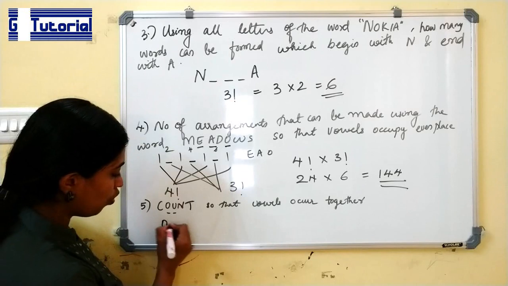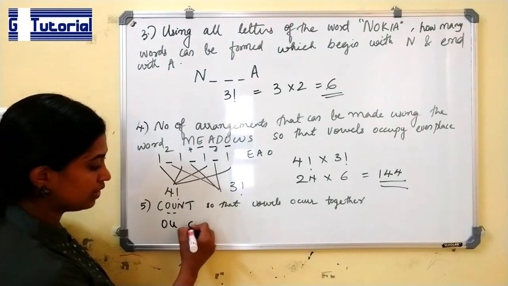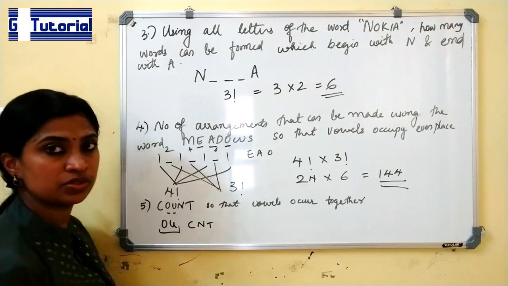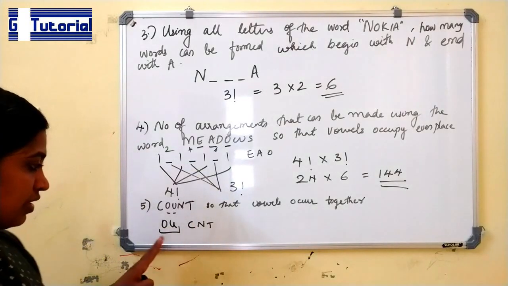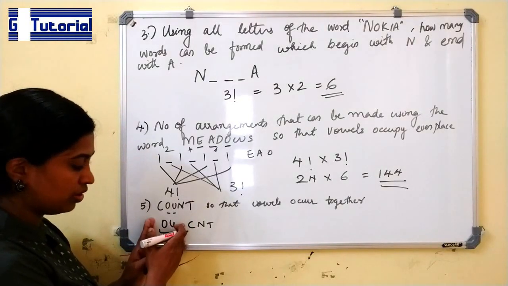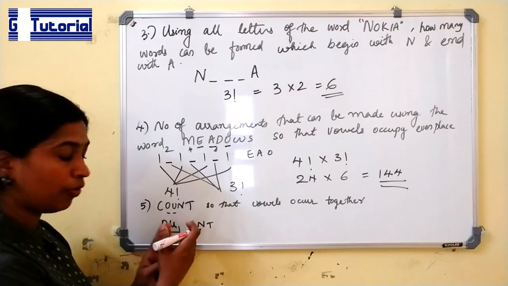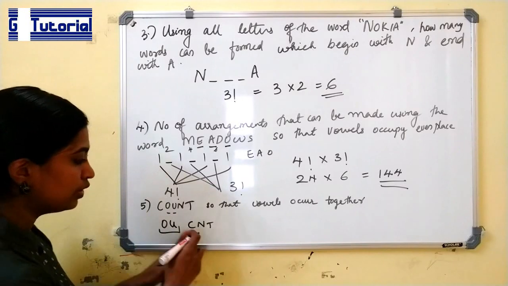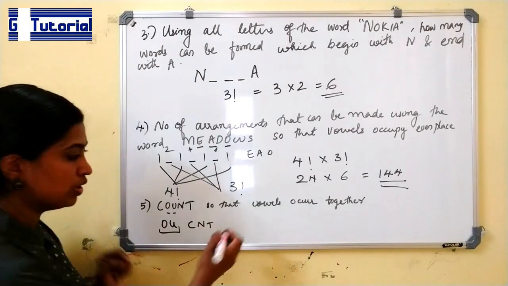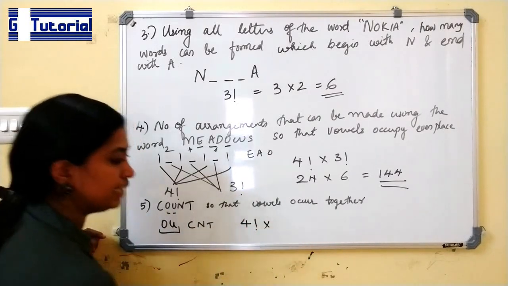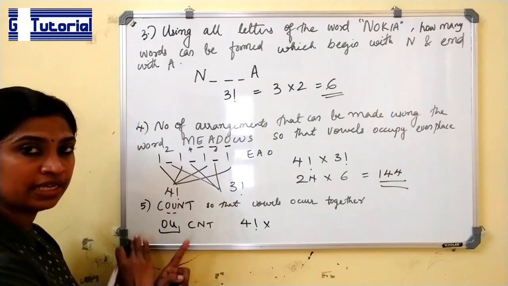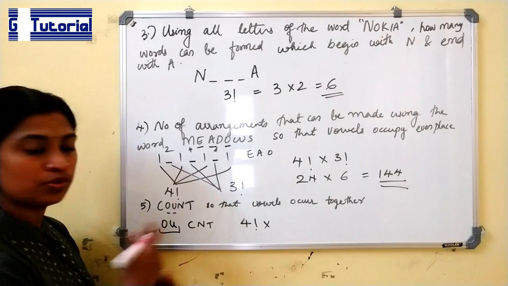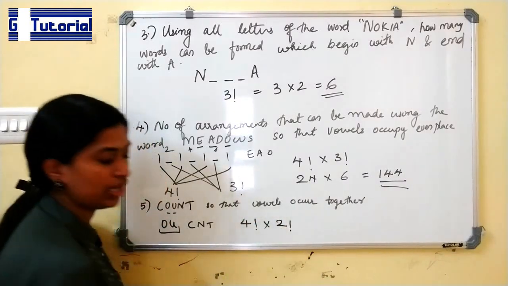That is, OU appears together and the rest of the letters are C, N and T. So, if you are taking OU always appearing together, the possible ways of arrangement are 1, 2, 3 and 4, so 4 factorial. Into this, the vowels can be arranged as either OU or UO. Both are different, no? So, they can be arranged in 2 factorial ways.